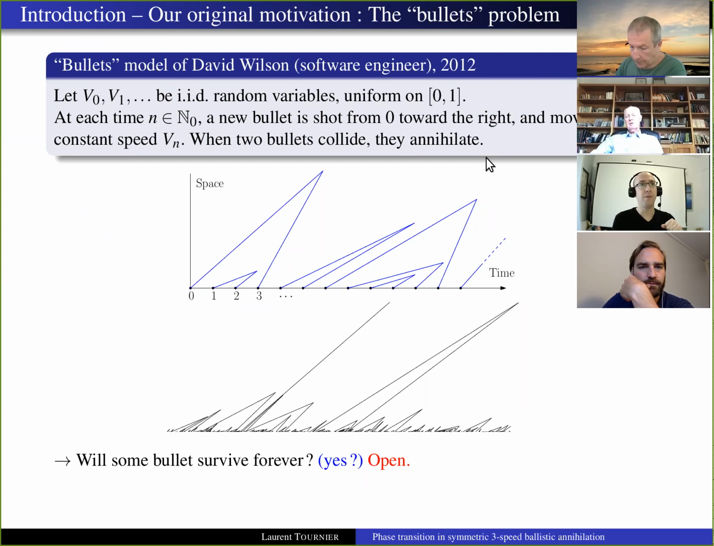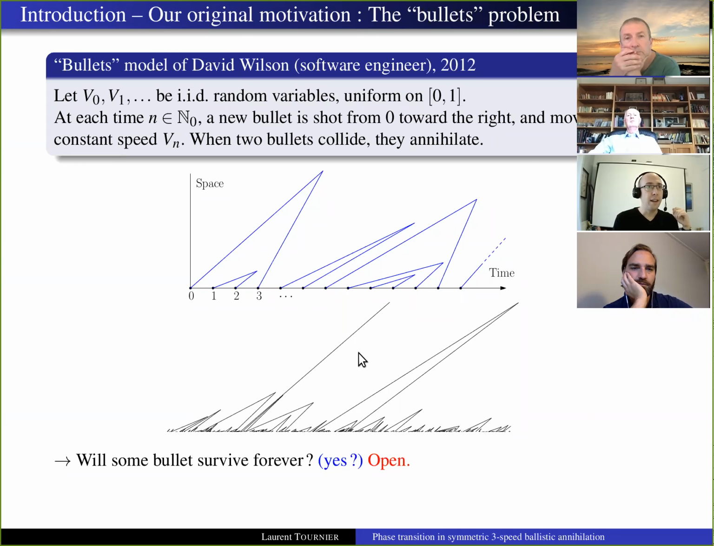Graphically, you can make a space-time diagram as follows. At every second, a bullet is shot, and it goes forward in space with a slope that corresponds to its speed. So the slopes are i.i.d. and uniform on [0,1]. And in order to resolve collisions, you just look for the first collision that happens. Then you eliminate those bullets, and you just look at the next collision and so on. So you get this kind of process.